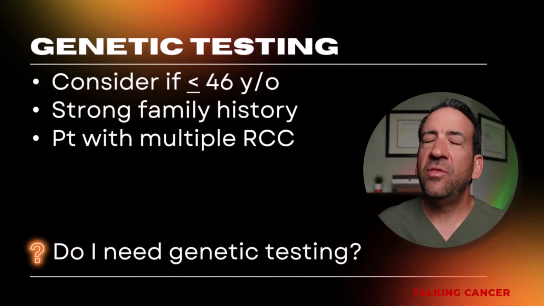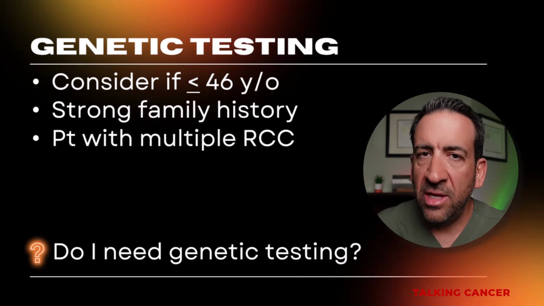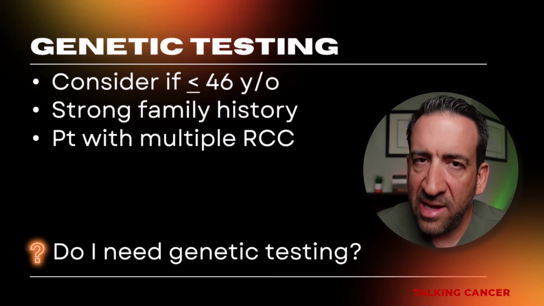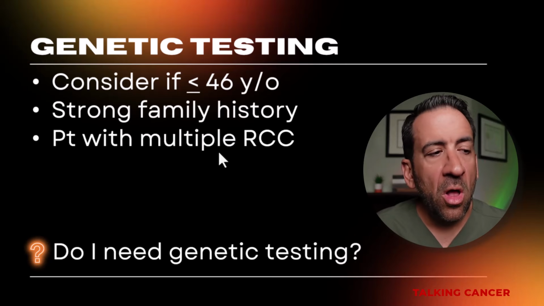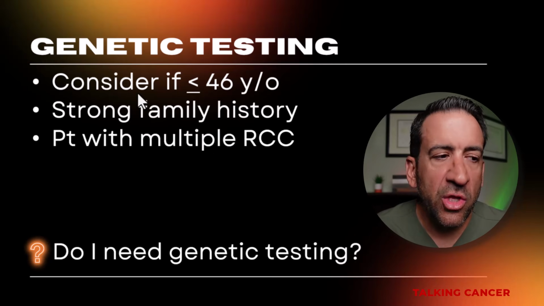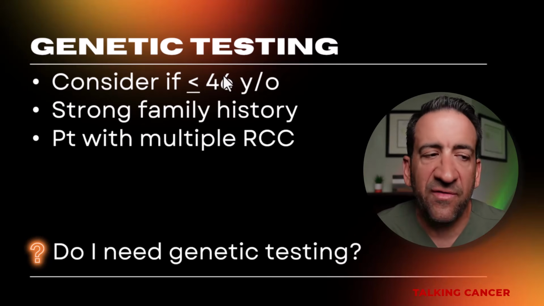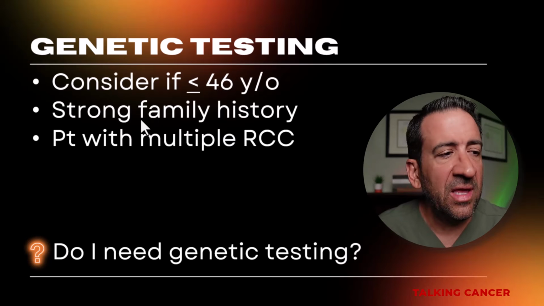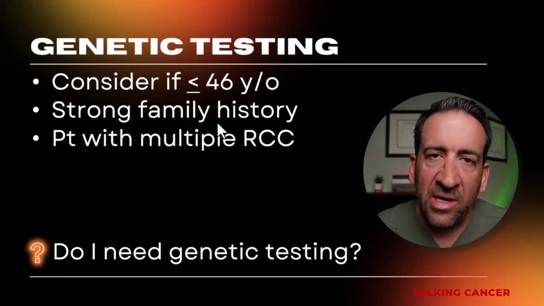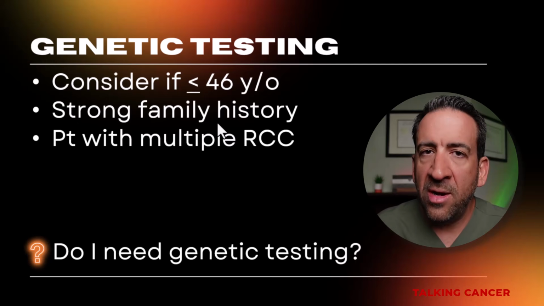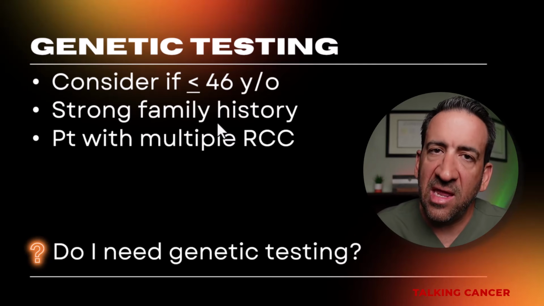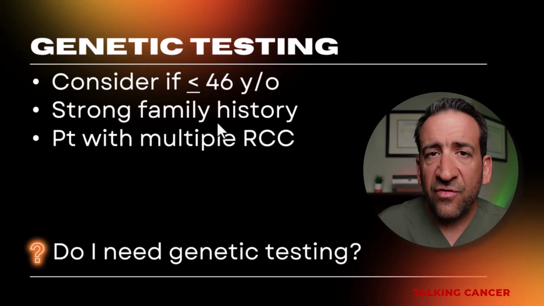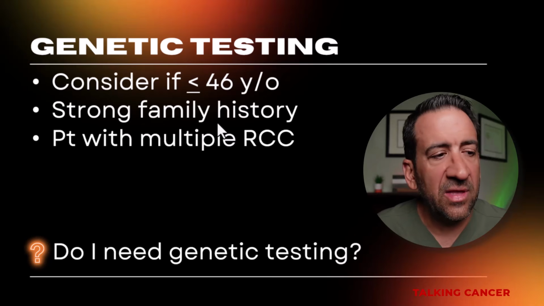So, genetic testing. The question is, were you born with a gene that predisposes you to kidney cancer? It's what we call germline testing, okay? And overall, if you have kidney cancer and you are 46 years of age or younger, you can consider genetic testing. Same thing if you have a strong family history. For me, if you have one first-degree relative with kidney cancer, and now you have kidney cancer also, you have to strongly consider genetic testing.